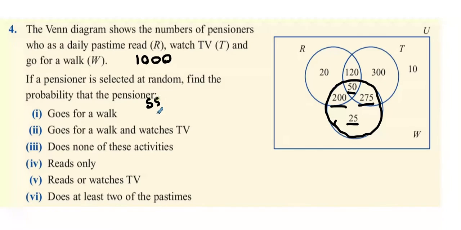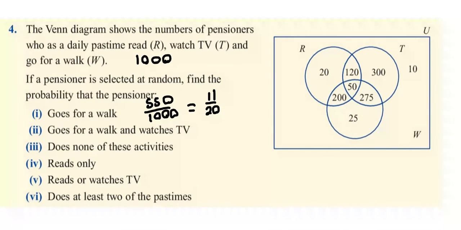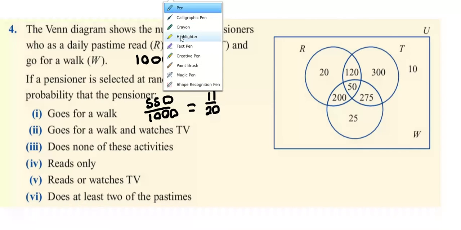So 550 divided by 1,000. And we get 11 over 20? Awesome. Okay, next one. Goes for a walk and watches TV.